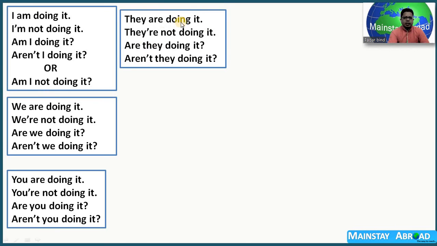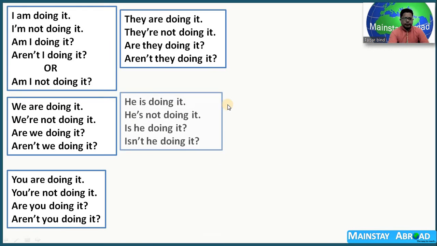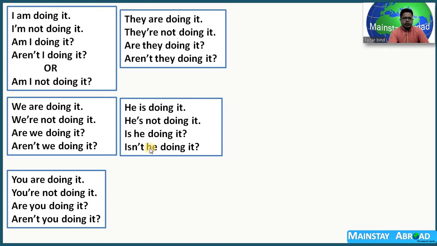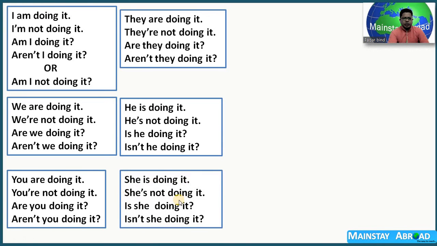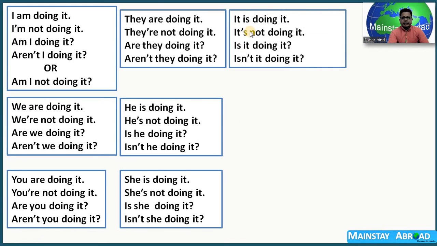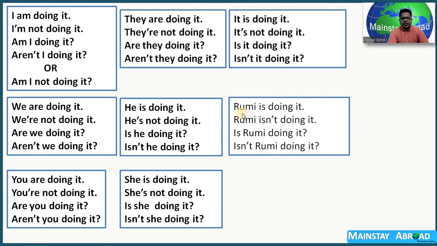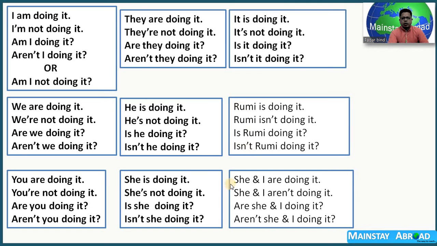Now focus. We have another form: they are doing it, they are not doing it, are they doing it, aren't they doing it. Then we have he is doing it, he is not doing it, is he doing it, isn't he doing it. She is doing it, she is not doing it, is she doing it, isn't she doing it. It's doing it, it's not doing it, is it doing it, isn't it doing it. We can take any third person singular name. For example, Rumi is doing it, Rumi isn't doing it, is Rumi doing it, isn't Rumi doing it. This is a singular noun. For plural, she and I are doing it, she and I aren't doing it, are she and I doing it, aren't she and I doing it. Two subjects, that's why we have taken are.